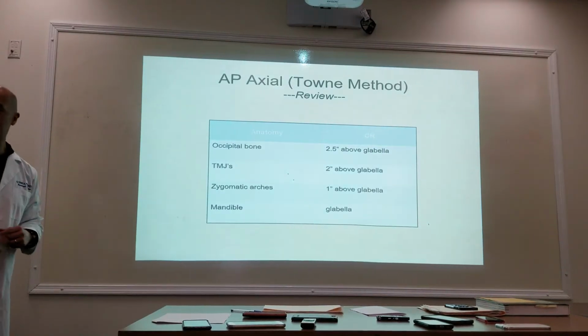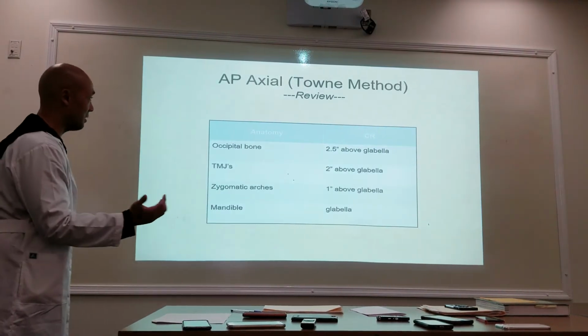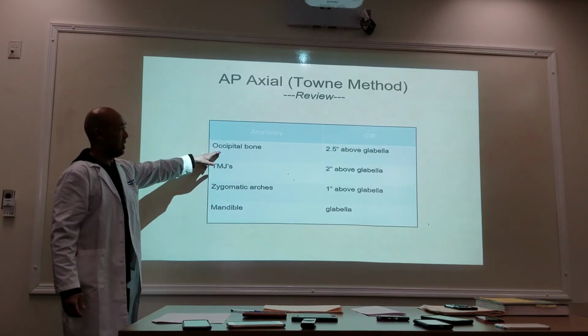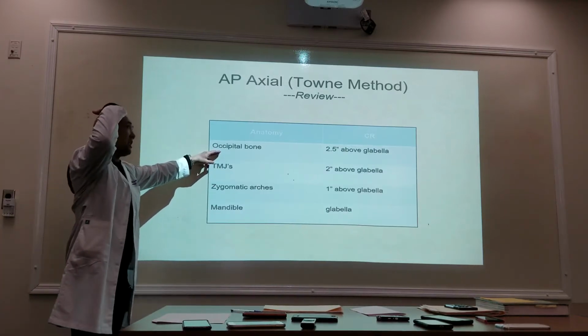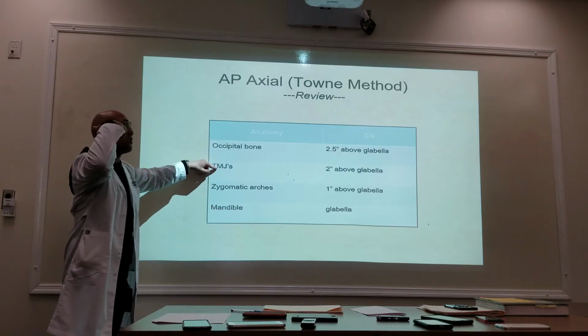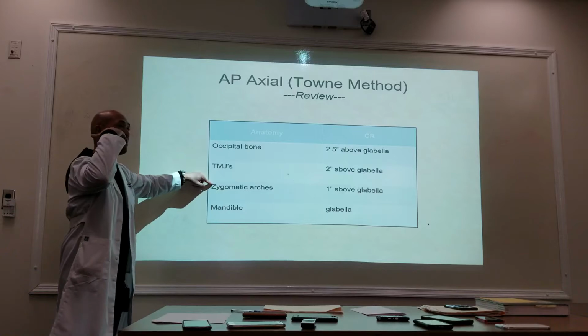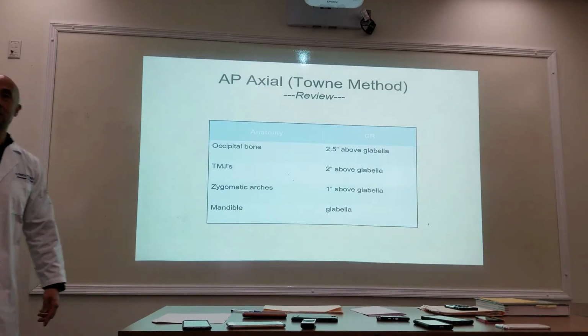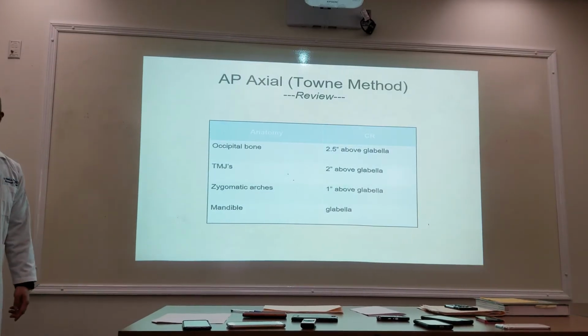Here I attach a quick reference of all the axials. Looking at occipital, because it's the highest, 2.5 inches above the glabella, we're moving our way down. TMJ is 2 inches above the glabella, moving lower, 1 inch above the glabella, and then the mandible at the glabella. They're all the same positions.